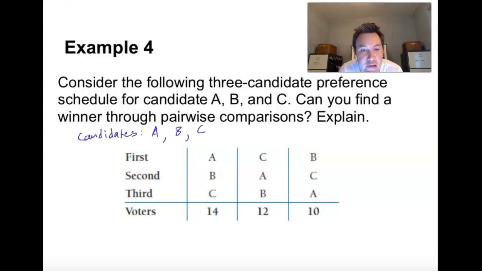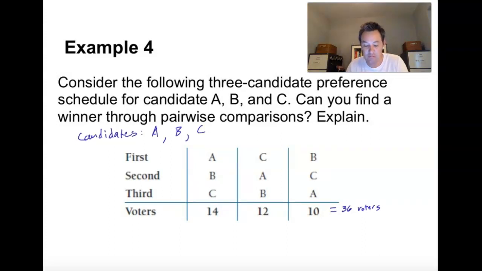All right, so here we look at a preference schedule for a 3-candidate election. We have candidates A, B, and C, and you can see the way the voters have ranked them. They've only ranked them in 3 ways. ABC, 14 voters ranked it that way. CAB, 12 voters ranked it that way. BCA, 10 voters ranked it that way. We can total up that bottom row to see the total number of voters, which is 36 voters. And what we want to see is, can we decide this election using pairwise comparisons?